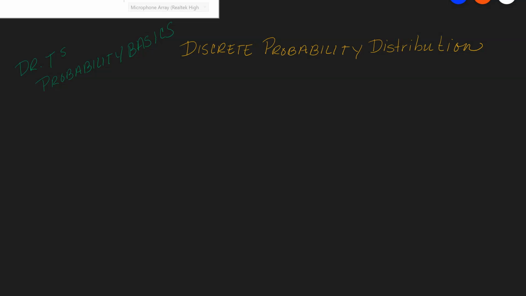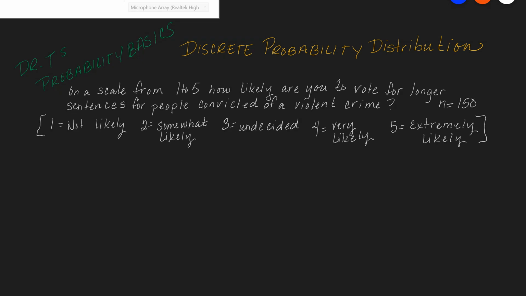In this Dr. T's Probability Basics video, we're going to take a look at discrete probability distributions, and we're also going to create histograms, a way to visualize these probability distributions. Let's start with an example that we might see in some social science research.